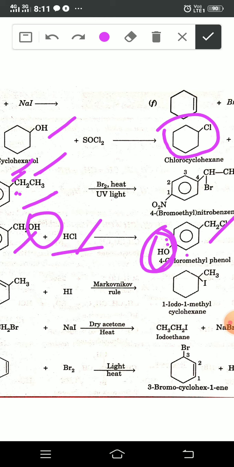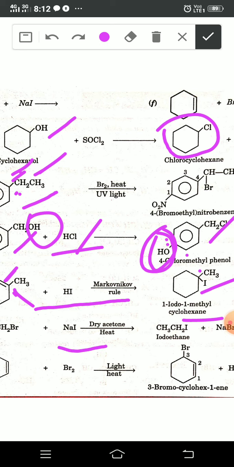Remember here. Now in this case Markovnikov's rule is followed, because the iodine atom gets attached at the carbon that has the least number of hydrogen atoms. See here, this one has the least number of hydrogen atoms. That's why I attacks at this point and you will get 1-iodo-1-methylcyclohexane.